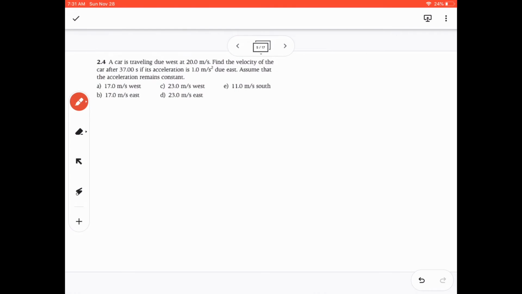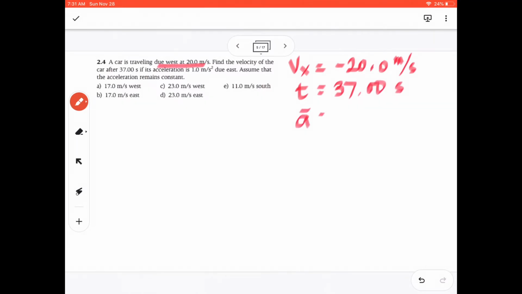Question 4. A car is traveling due west at 20 meters per second. Again, this is along the x-axis, and Vx is equal to negative 20.0 meters per second. Why? Because it's due west. Find the velocity of the car after 37 seconds. T is equal to 37.00 seconds. If its acceleration, A, is 1.0 meters per second squared due east, so this will be positive. Okay, assume that the acceleration remains constant.